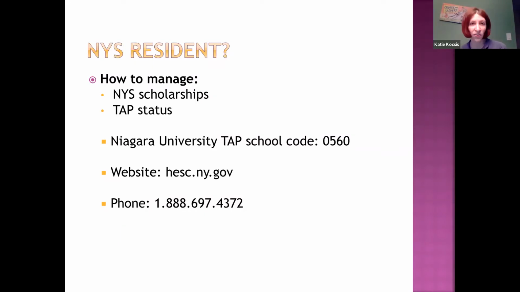because unlike the FAFSA, where you can list up to 10 schools, New York State only allows you to list one. So if you originally had UB or something like that on there, your TAP money or any money from New York State is going to go to the other school, not Niagara. So be sure you go back and check on hesc.ny.gov. We can also check for you on our end if you are unable to go in and look back on that.